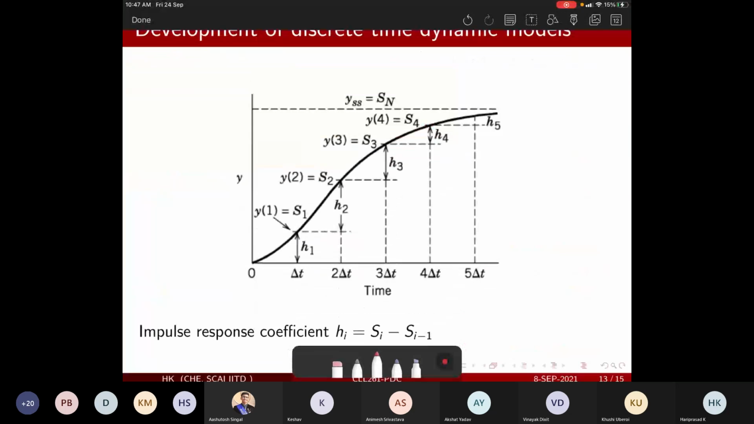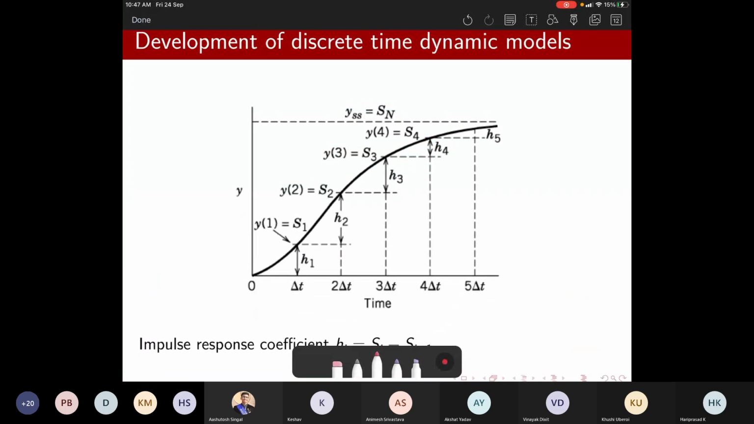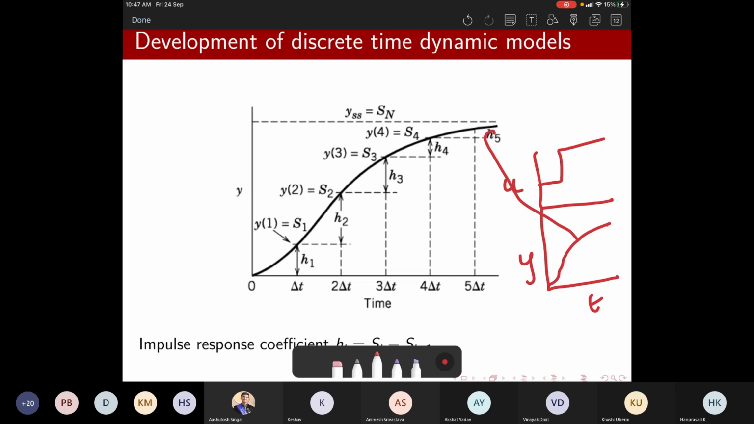So the way you do it, you do a step test. Step test, you know how to do it? You have an input, you step it up. Oftentimes your model would be giving your responses like this. This is y as a function of t. So you have your step response available.